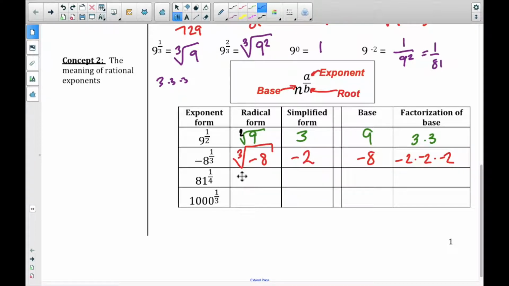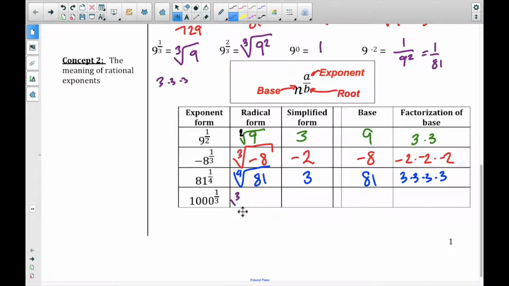All right, 81 to the fourth. That is the fourth root of 81. And once again, I'm going to say that answer is 3. How do I know that? Well, I'm dealing with 81, and 3 times 3 times 3 times 3, well, that's 9 times 9, which is 81. So the fourth root of 81 is 3. In class, I'm going to give you a handout that has some of the common roots on it, and this would be one of them.